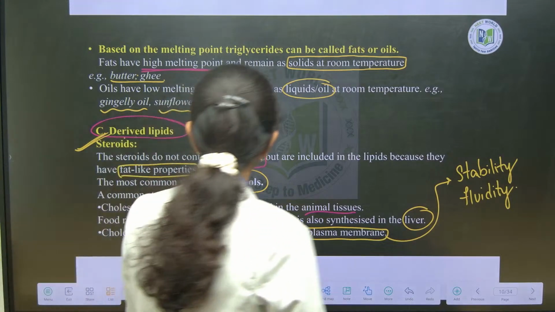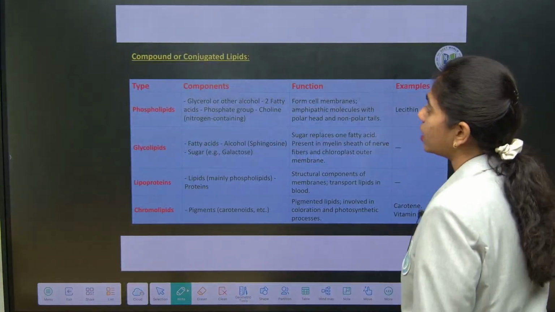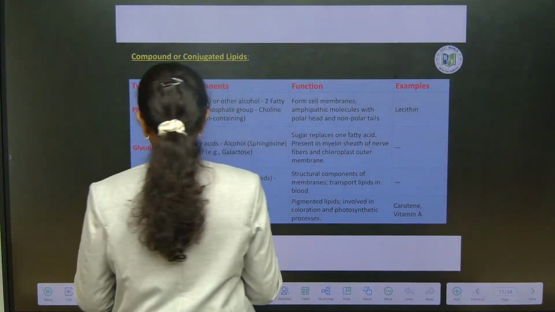Now, we will move on to the next concept, that is compound or conjugated lipids. Important.